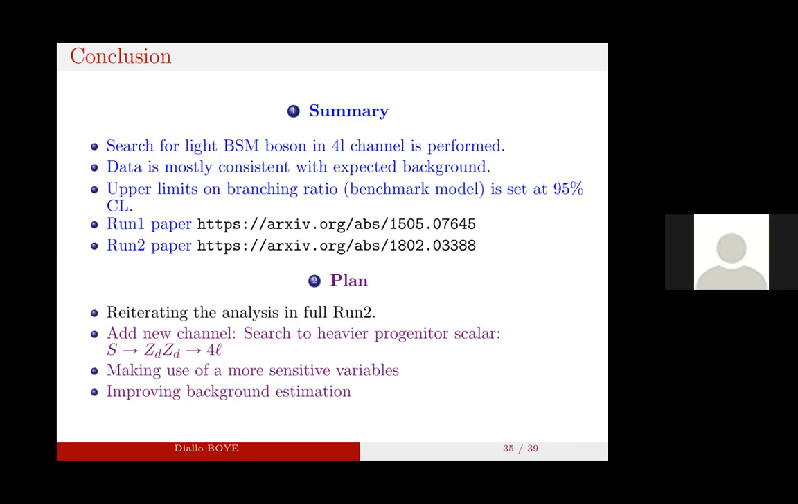We added new channels, which we call S to Z dark Z dark to four leptons, where S here is a scalar which has a mass higher or lower than the Higgs mass. We are considering two signal regions for this channel: where MS is higher than 130 GeV, we call signal region one, and the other case is MS less than 115 GeV, which we call signal region two. We are also making use of more sensitive variables for this full run two, and we also worked to improve the background estimation.